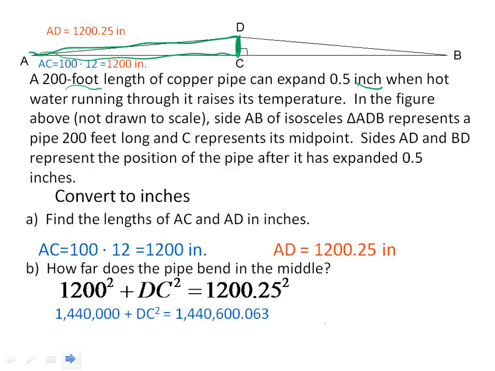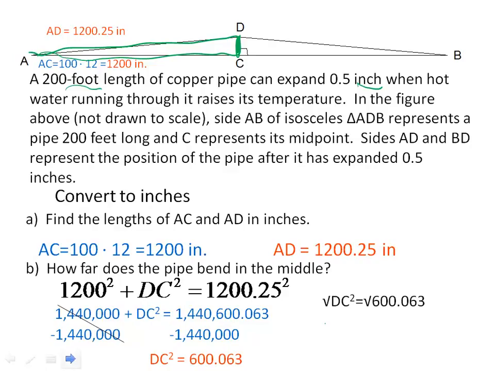So we square 1200, get 1,440,000 plus DC squared, and then square 1,200.25, which gives 1,440,600.063. Subtracting 1,440,000 from both sides, we end up with DC squared equals 600.063. Square root it, and we will get our distance of 24.5 inches. Alright? That's all there is to it.